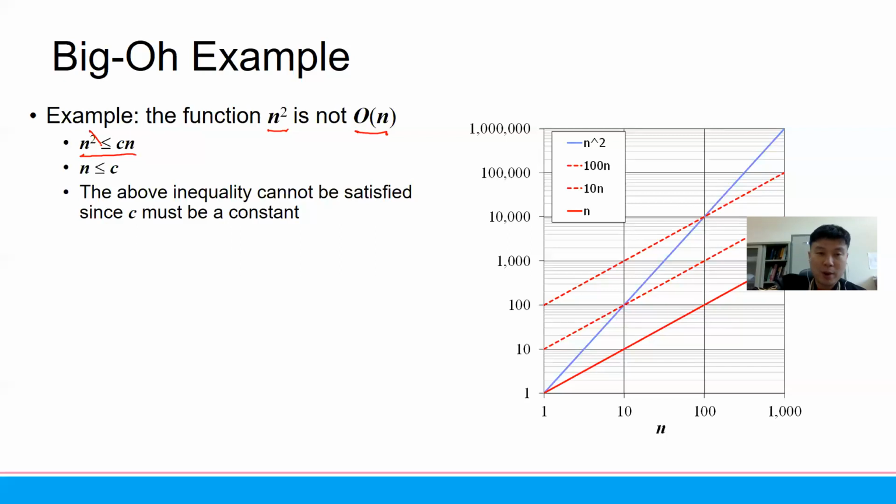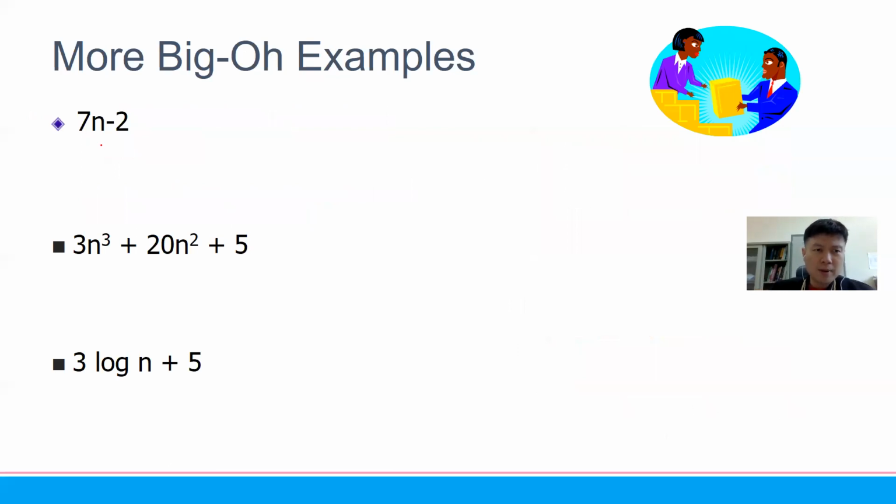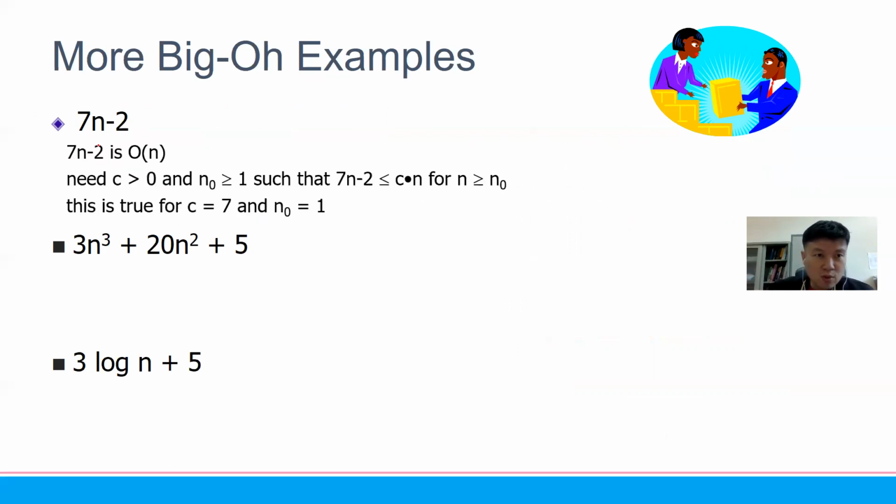So by proving this, you can check whether your big O notation, or the operation that you check from the primitive operation that you already had before, is the same as the concept or not. Let's see more examples like this one. We have 7n minus 2. What is the big O? The big O of this function is like this.